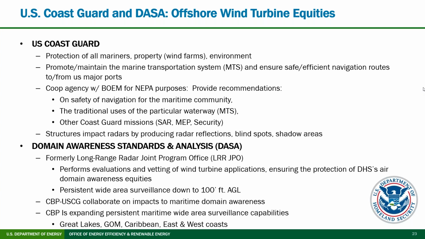radar interference. Second hat I'm wearing real quick is the other half of the department, which has the air domain, which is really CBP. But that falls down to the Domain Awareness Standards and Analysis Office, was formerly the Long Range Radar Joint Program Office, and their requirements are to perform evaluations and vetting of the wind turbine applications, ensuring the DHS's air domain awareness equities are protected. They're also increasing the persistent wide area surveillance all the way down to 100 feet AGL.